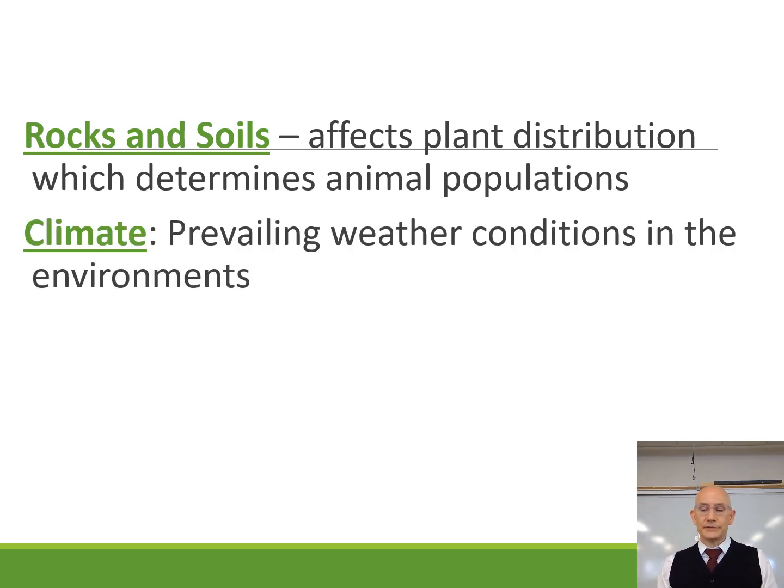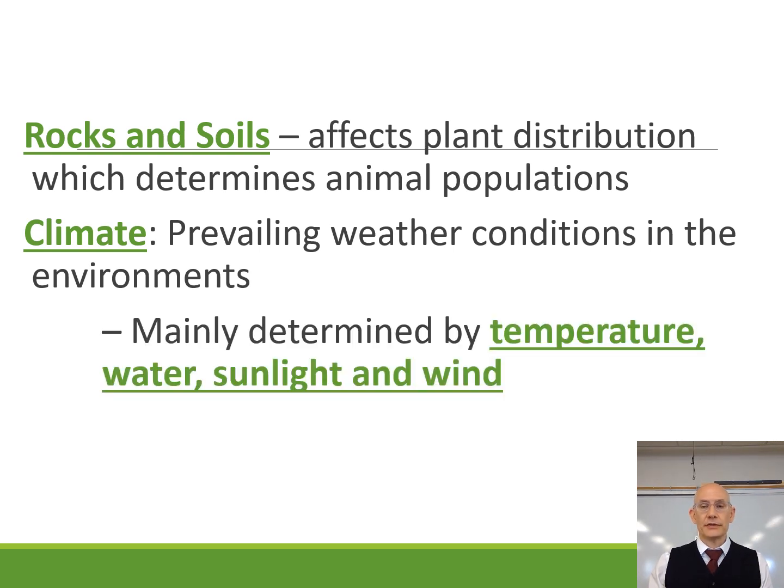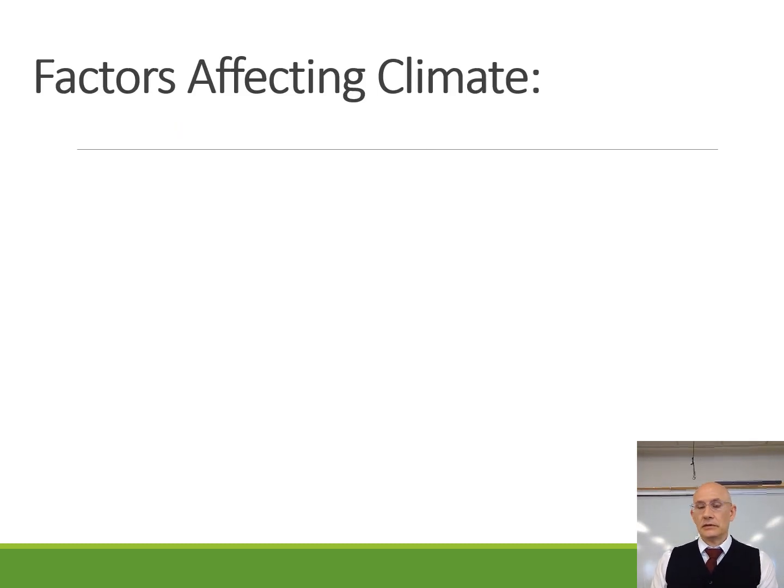Your overall climate or your weather patterns will determine which kind of organisms can survive and determine your basic ecosystem structure. That's going to be your temperature, your water, your sunlight, and your wind. And that's going to affect everything.